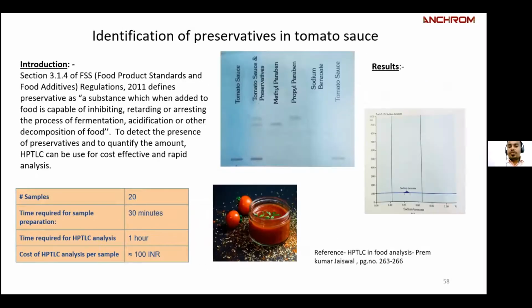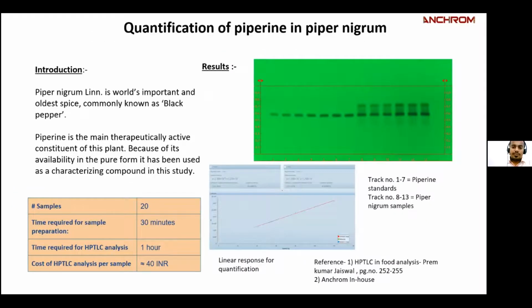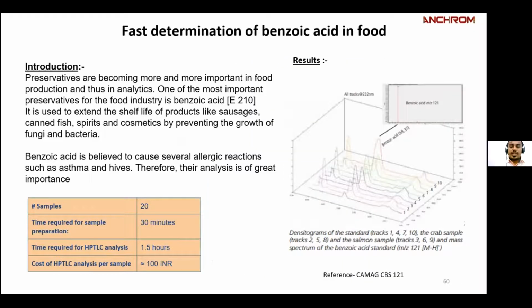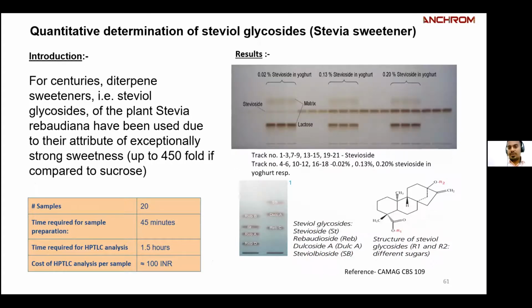Identification of preservatives in tomato sauce, you can see methyl paraben, propyl paraben, sodium benzoate. There are various preservatives which are added in tomato sauce and other food products also. So you can easily identify these preservatives. Quantification of piperine in piper nigrum is one example of a similar type of application. Fast determination of benzoic acid, one more preservative. Quantitative determination of steviol glycosides.